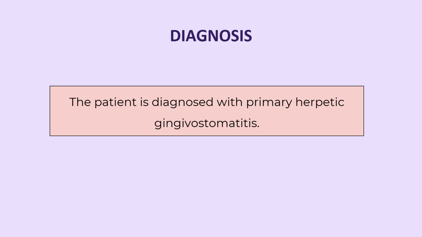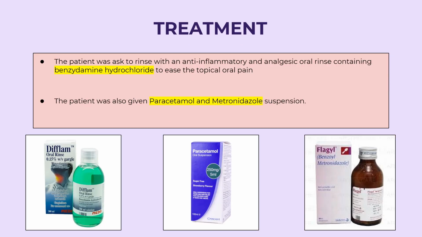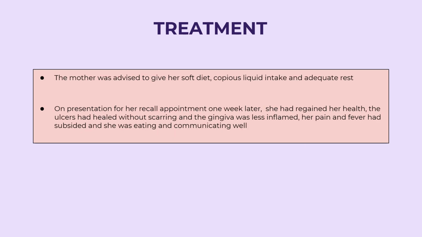After the clinical examination, the patient is diagnosed with primary herpetic gingivostomatitis. Primary herpetic gingivostomatitis is the most common viral infection of the mouth. For the treatment, the patient is asked to rinse with an anti-inflammatory and analgesic oral rinse containing benzydamine chloride to ease the topical oral pain. The patient was also given paracetamol and metronidazole suspension because it is hard for the patient to swallow pills. The mother was advised to give her soft diets, copious liquid intake, and adequate rest.